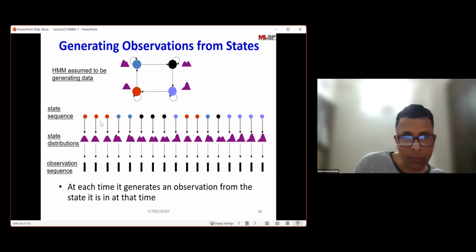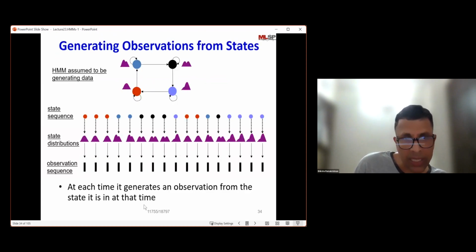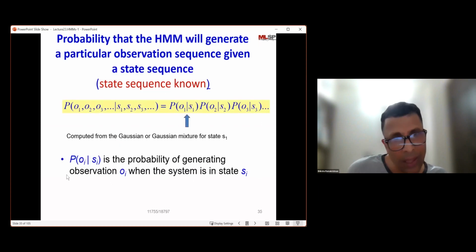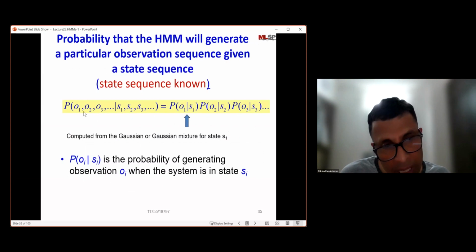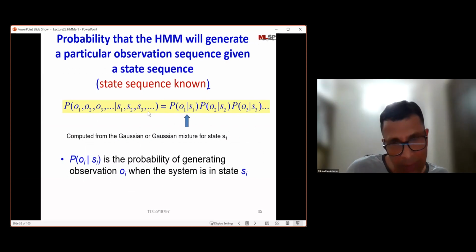Now, let's say the process has gone through the state sequence. At each time, it generates an observation from the state it is in at that time. So given that it has gone through the state sequence, what is the probability that it will generate this specific observation sequence? What is the probability of a specific observation sequence given a specific state sequence?